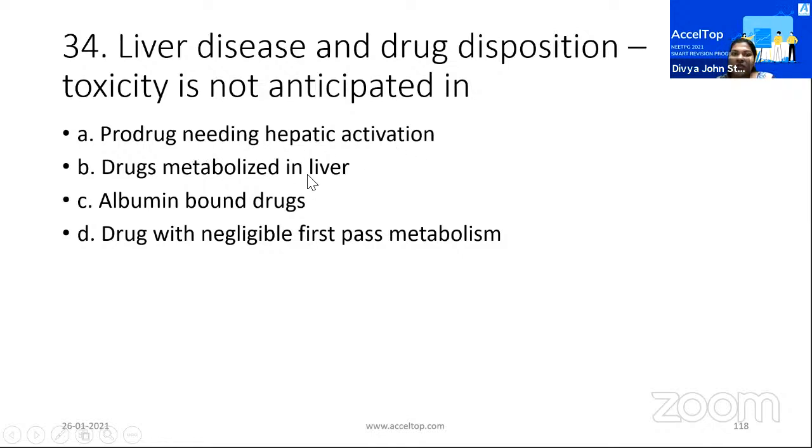Drug metabolized by the liver. So if the drug's action has to be terminated by the liver, if the liver is not acting, the drug will become toxic because it accumulates inside the system. Synthetic function of the liver is affected. So albumin bound drugs will all be free in the circulation, right? So that will result in toxicity. Drugs with negligible first pass metabolism, they don't essentially require the liver to take it away, right? So the ideal or the most probable answer for this is pro-drug needing hepatic activation. Okay. So because this pro-drug is not converted to the active moiety, it might not produce toxicity because pro-drug as such is inactive, right?